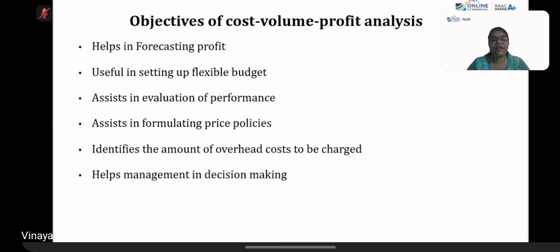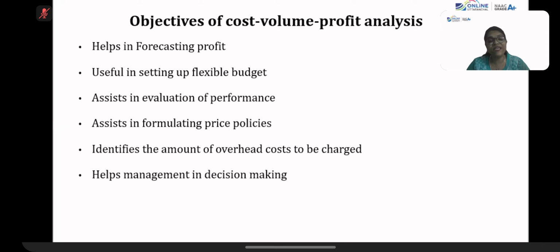Assist in formulating price policies. Again, CVP analysis will help in setting up the prices by showing the impact of different price levels on sales volume and profit. Identifies the amount of overhead cost to be charged. What is the amount of overhead cost you're going to charge, that you can easily analyze with the help of CVP analysis.